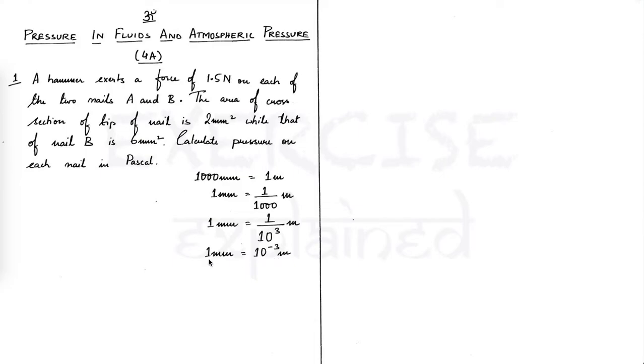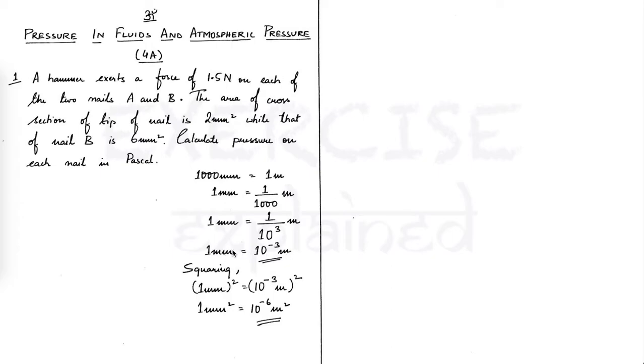So now we have 1 millimeter as 10 to the power of minus 3 meter, but we need millimeter square. So I would be squaring on both sides. So I get 1 millimeter the whole square is equal to 10 to the power of minus 3 meter the whole square. 1 square is 1 only. Millimeter square is equal to 10 to the power of minus 3 square, which happens to be 10 to the power of minus 6, and meter square is meter square only. So 1 millimeter square is 10 to the power of minus 6 meter square.